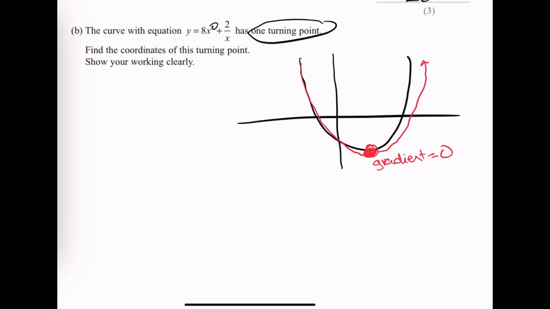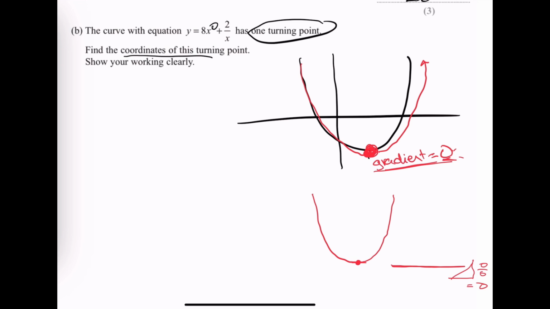So the fact that its gradient is 0, this is because the curve goes down and goes into a straight line at that point, and then goes back up. And at that point where it's straight, we know a straight line has a gradient of 0. There is no change of y, so it's basically 0 over x, which is 0. So we know that. Now find the coordinates of this turning point.